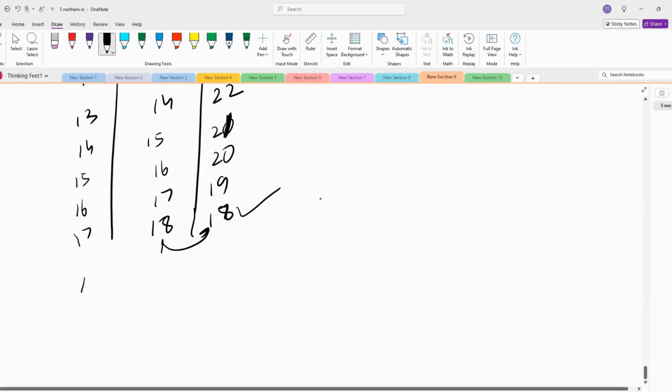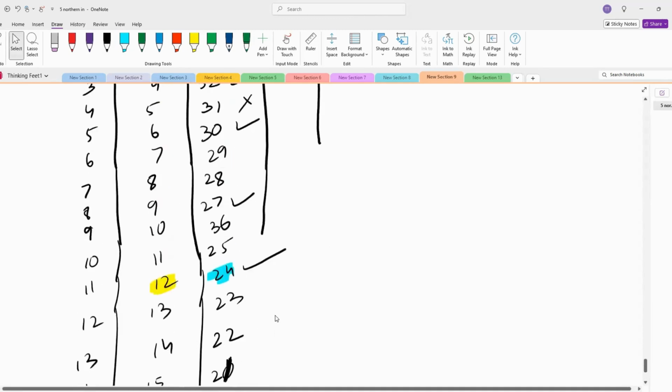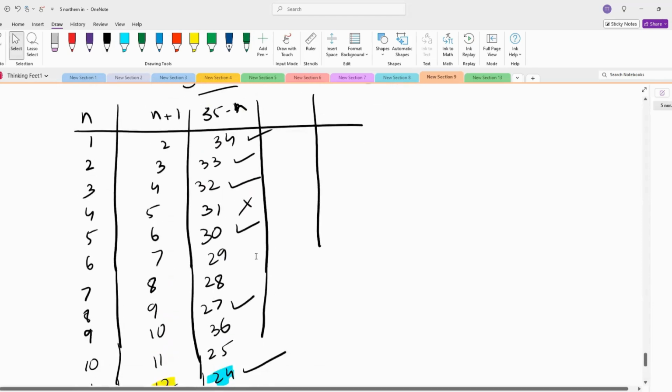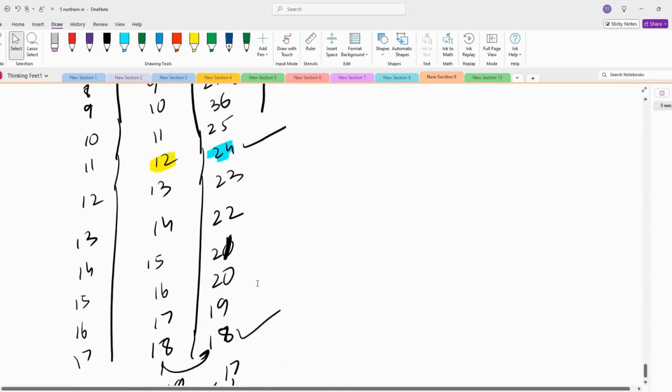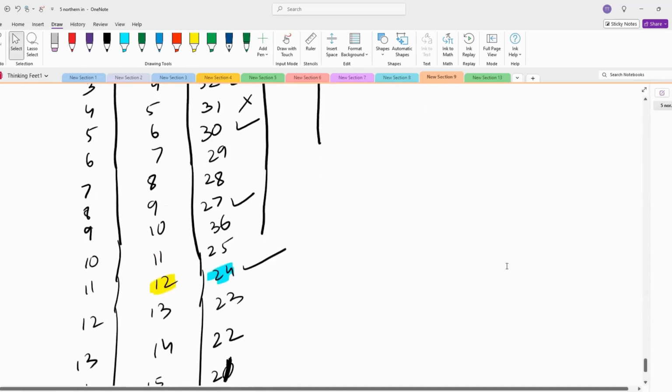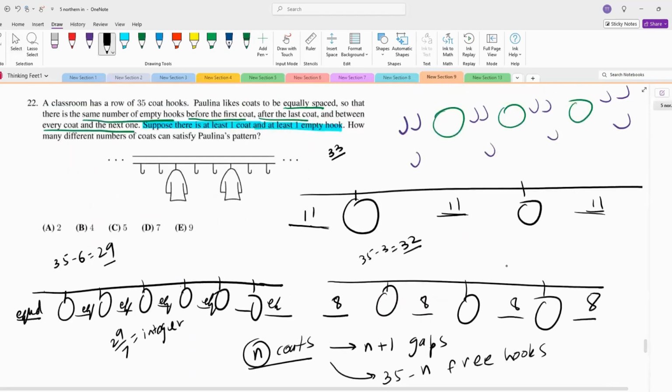So, I know that if I go to 18, this becomes 19. This will become 17. This becomes smaller than that. So we can stop here. We don't have to go further from this point. So the number of ticks, 1, 2, 3, 4, 1, 2, 3, 4, 5, 6, and 7. So 7 options work. So the answer is D.